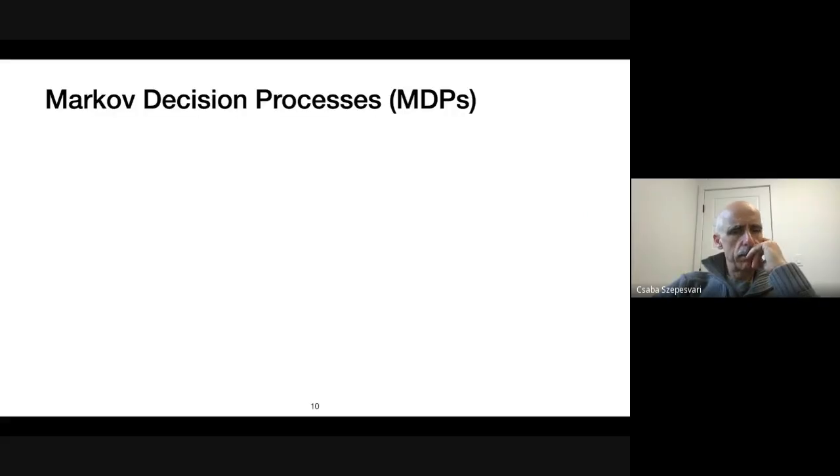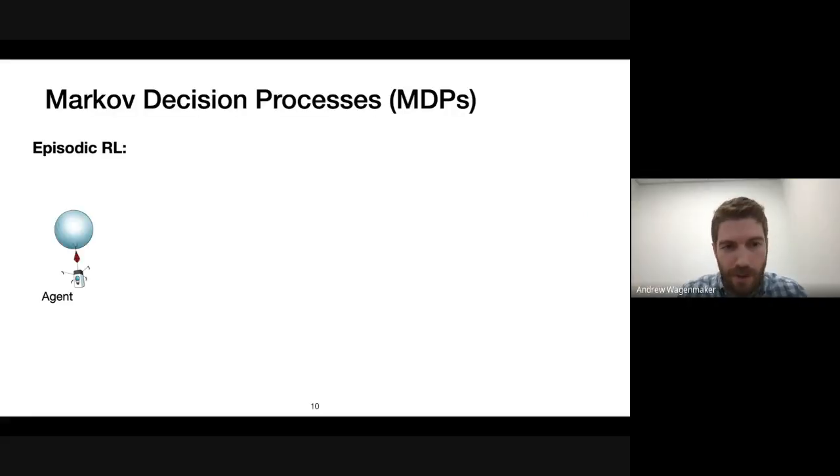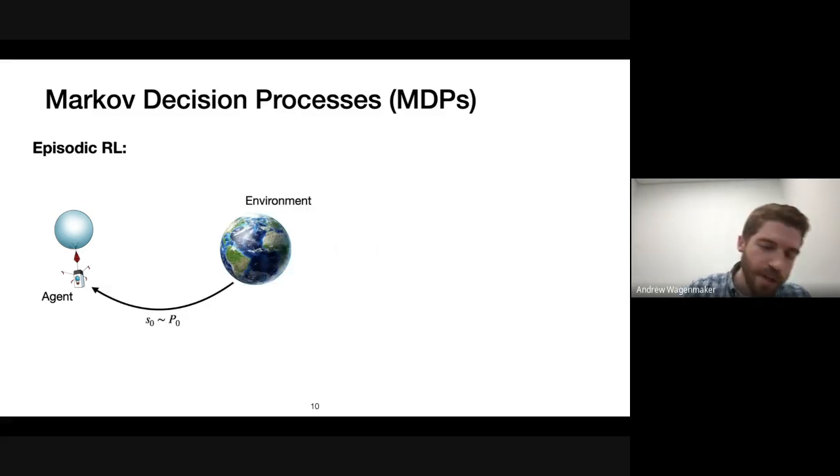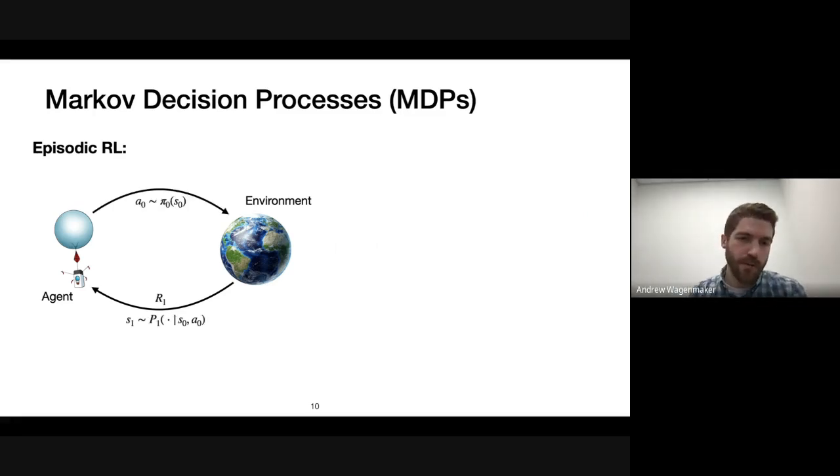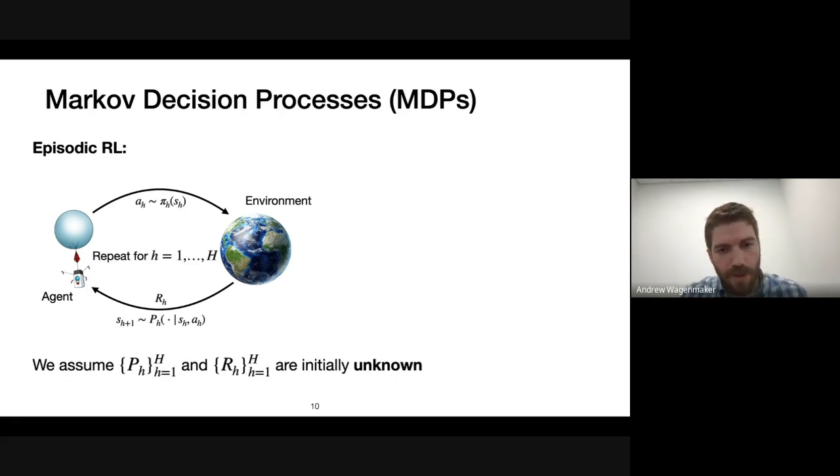Cool. Okay, so in this work we're going to be looking at episodic RL. So we have some agent, we have an environment, the standard episodic RL setting. A state is sampled from the environment, the agent takes an action, they receive a new state and a reward, and this proceeds for big H steps, at which point the process repeats. And we, of course, assume that both the transitions and the rewards are initially unknown.